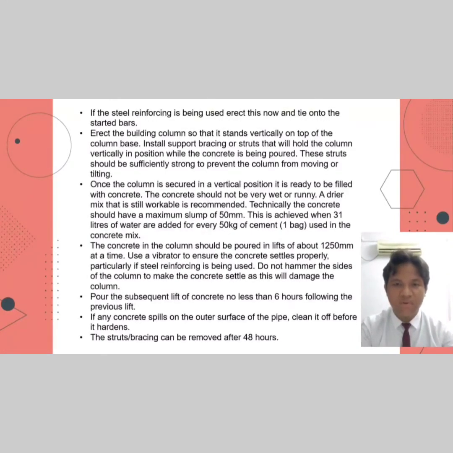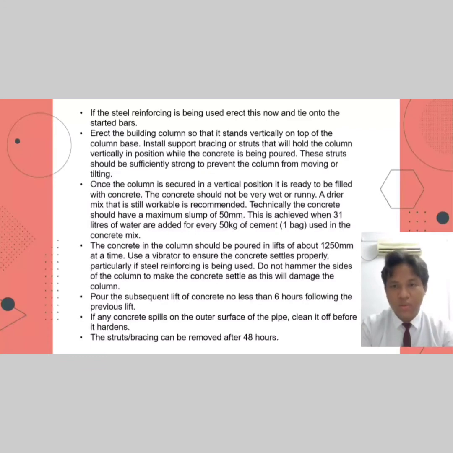If the steel reinforcing is being used, erect this now and tie onto the starter bars. Erect the building column so that it stands vertically on top of the column base. Install support bracing or struts that will hold the column vertically in position while the concrete is being poured. The struts should be sufficiently strong to prevent the column from moving or tilting. Once the column is secured in a vertical position, it is ready to be filled with concrete.